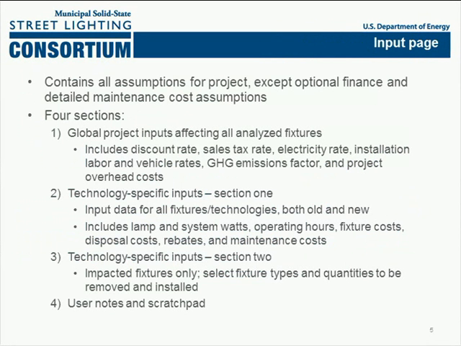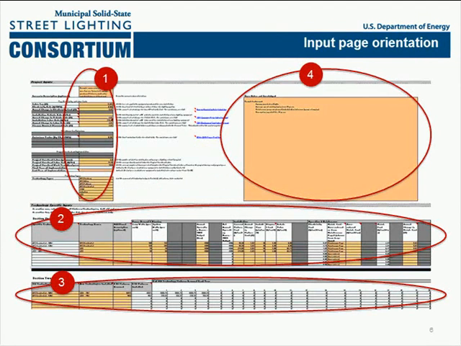Down below that, I'm actually going to switch over to the next slide here to provide you a visual orientation of that. I just described the section labeled 1. Now, section 2 is technology-specific inputs, or fixture-level inputs, where data for each existing and new fixture are entered. So basically all fixtures that potentially will be analyzed by the tool need to be entered here, whether they be existing fixtures or potential new fixtures. And data entered in this section include lamp watts, fixture costs, maintenance cost, disposal cost, rebates per fixture.